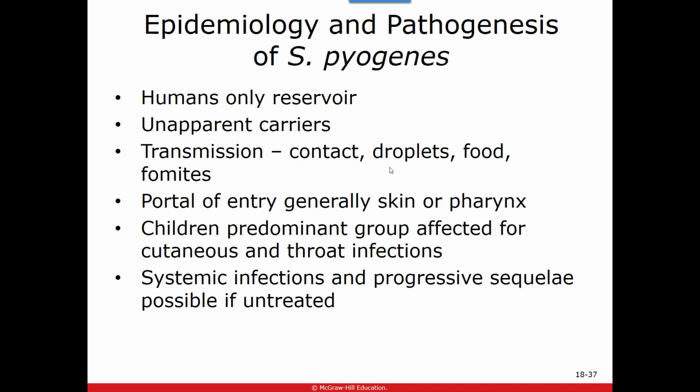Portal of entry, it normally gets in through the skin or in through the pharynx, breathed in. Children are the predominant group that are affected for cutaneous and throat infections. Lots of kids get skin infections from this bacteria. Lots of kids get the strep throat from it. However, it is a bacteria that can leave the skin and it can leave the throat, and it can cause some very serious issues afterwards. So if left untreated, it can cause a lot of other issues throughout the body.